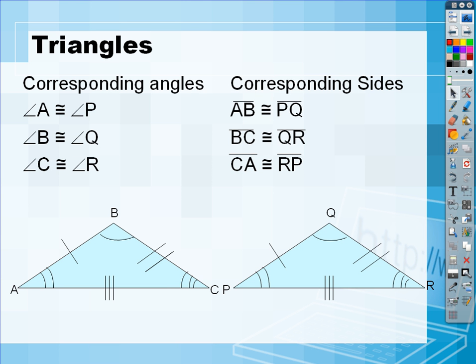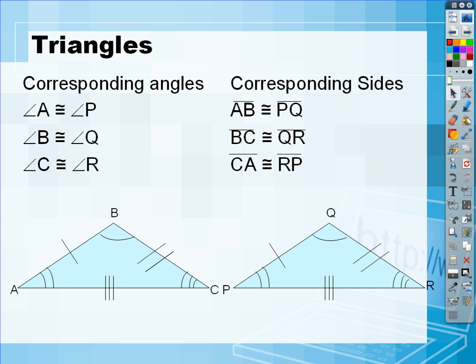For example, if we know that triangle ABC is congruent to triangle PQR, then we know a lot of stuff. We know that because angle A corresponds to angle P, when I overlap the two, that angle A and angle P must be congruent. Same thing for C and R. Angle C must be congruent to angle R, and angle B must be congruent to angle Q. So the angles are all congruent, so are the sides.